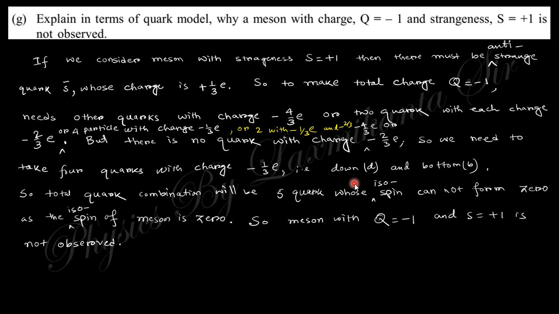Each quark has spin half. So the combination of 5 spins cannot be 0. But you know for a meson the total spin is 0. So this cannot be formed. Right? So with strangeness +1 and charge -1, a meson cannot be formed, and the opposite one, that is charge +1 and strangeness -1, also cannot be formed. Actually, mesons are formed with 2 quark particles, one quark and one anti-quark. Okay, so I think it is clear.